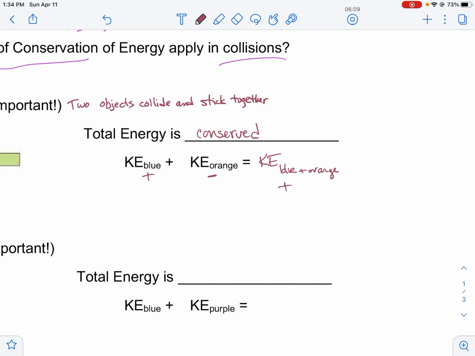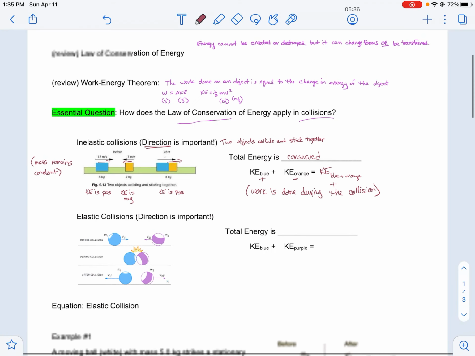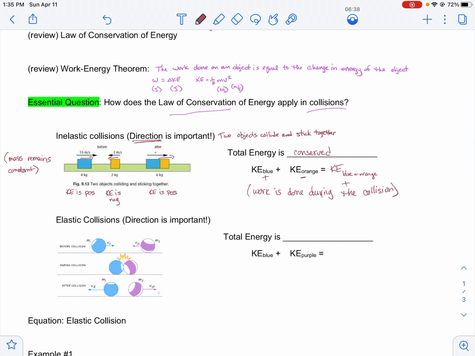Everybody good with that? Okay, and just as a reminder, work is done during the collision. Right? Because remember that work is a force times a distance. So the blue box is exerting a force on the orange box, and it's moving in the direction of the force, and so work was done. Okay? All right, so take a minute, stop the video if you need to. Think about that.